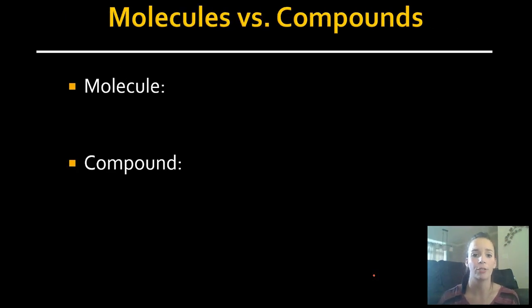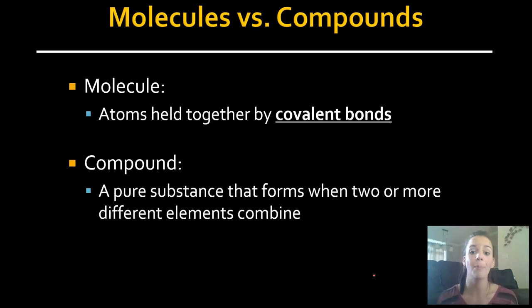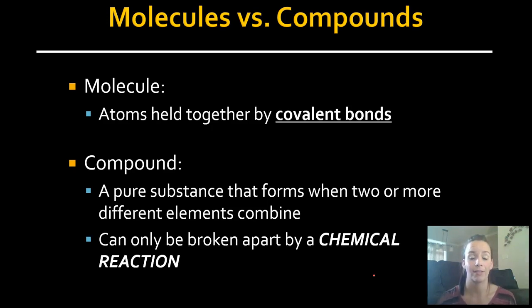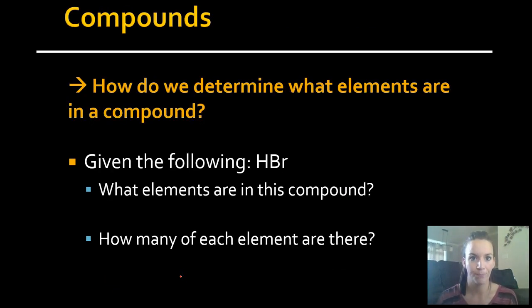So molecules versus compounds. A molecule has atoms that are held by covalent bonds, and a compound is something that forms when two or more different elements combine. So let's look at some elements here that form compounds and try to calculate their numbers. And it's really important to keep in mind that they can only be broken apart by a chemical reaction.